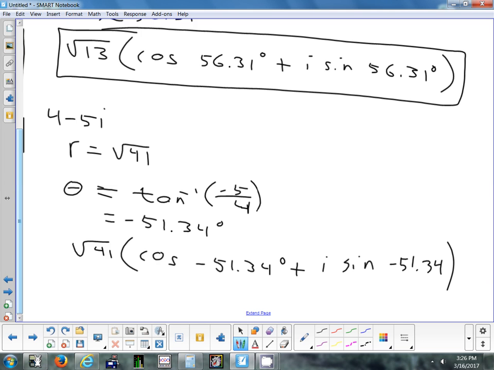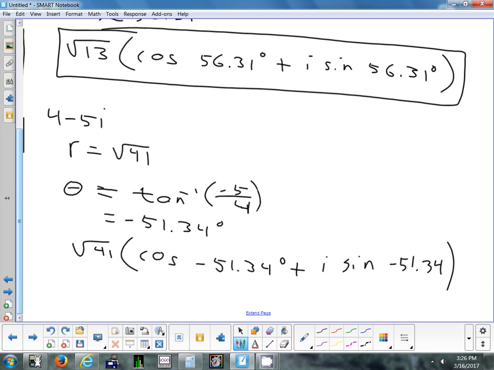Now, again, if that's a final answer, your two options to fix this are add what to the angle? 360, or 2 pi in radians. Or what else could you do? You can get rid of the negative on the cosine, and you do minus. And with the sine, you can move the negative in front.